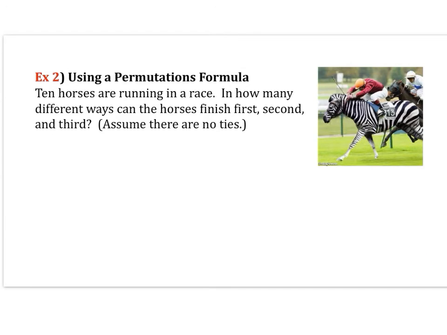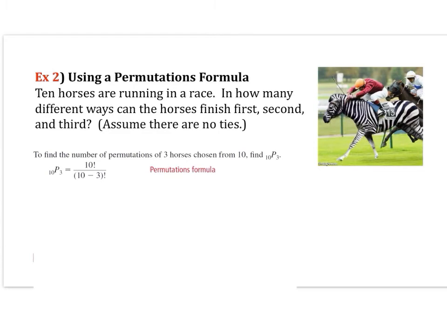All right, so let's take a look at example 2, where we can use our permutation formula. There's 10 horses running in a race, and how many different ways can the horses finish first, second, and third? And assume there's no ties. So first, you're looking at finding the permutation of 3 horses chosen from 10. So to start off, you're going to set up your permutation notation, which is 10 capital P 3. Which means it's 10 factorial divided by 10 minus 3.